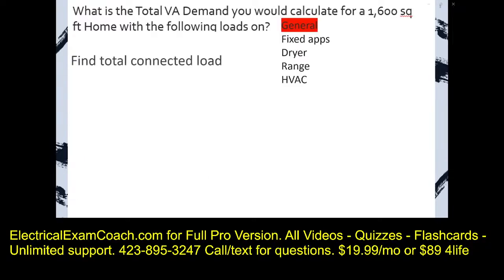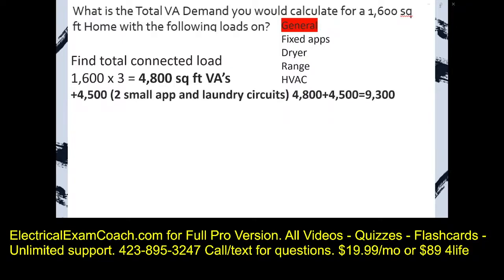We're going to first find our total connected load. We take our 1,600 square foot multiplied by 3. That gives us 4,800 square foot VAs. Now we add on our 2 small appliance and 1 laundry circuit, which is 4,500. That gives us this total connected load of 9,300.